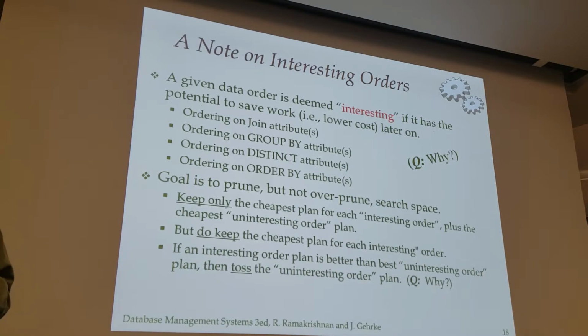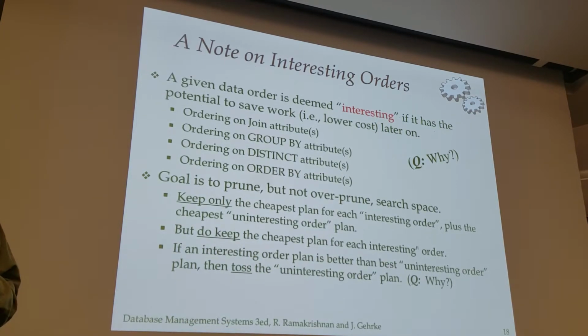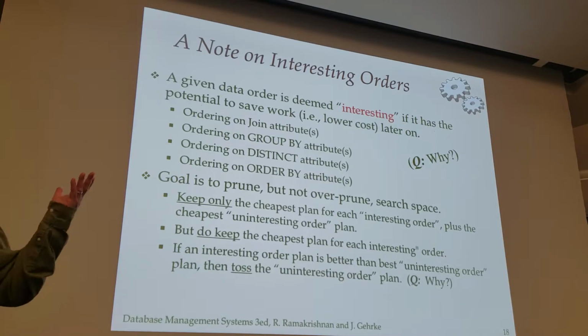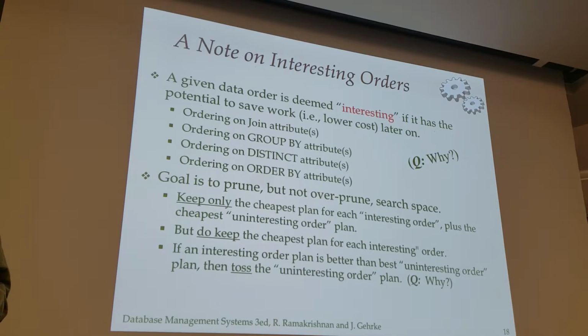Suppose that I have my cheapest plan to get ABCE, and that costs 500. And I have another way where my data is sorted by rating, and it costs 600. You could say, well, throw away the 600 and just keep the one that's 500. Because regardless of how I got ABCE, I got ABCE. But System R and other systems too will keep around the 600, even though it's more expensive, because it may save work later.